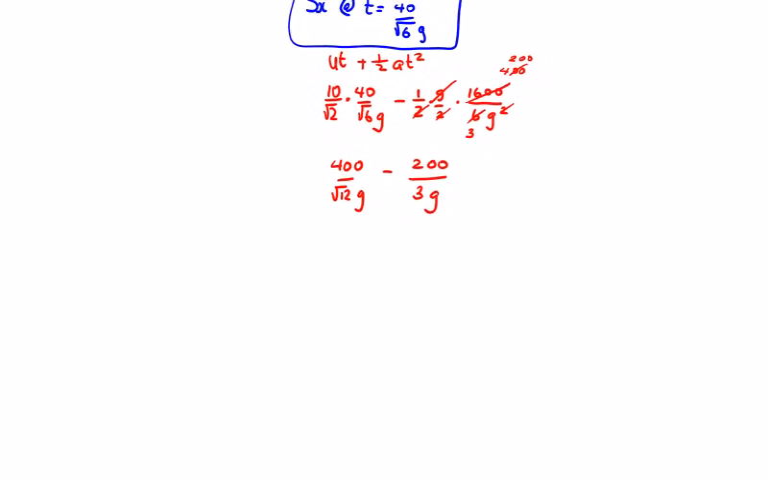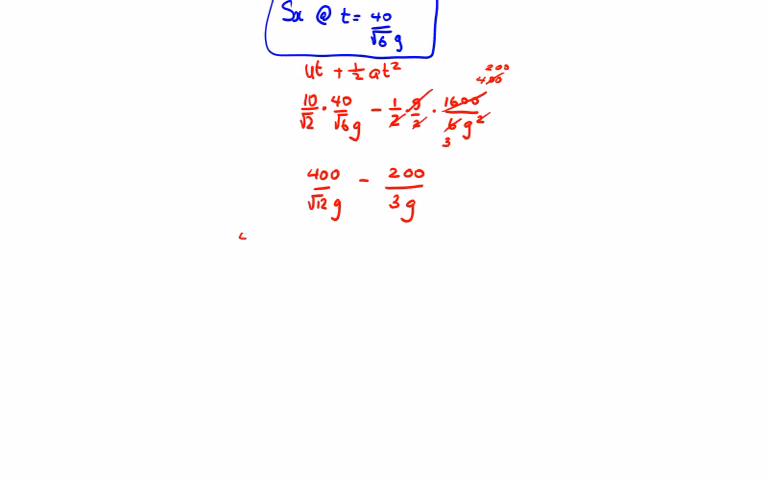So let's try and tidy this up a bit. 400 over root 12, but that's 400 over root 4 root 3, which is 2. That's a 2, that will be 200 over root 3 times g minus 200 over 3g. If I get rid of the root here by multiplying top and bottom by root 3 over root 3, I'm going to get 200 root 3 over 3g minus 200 over 3g.